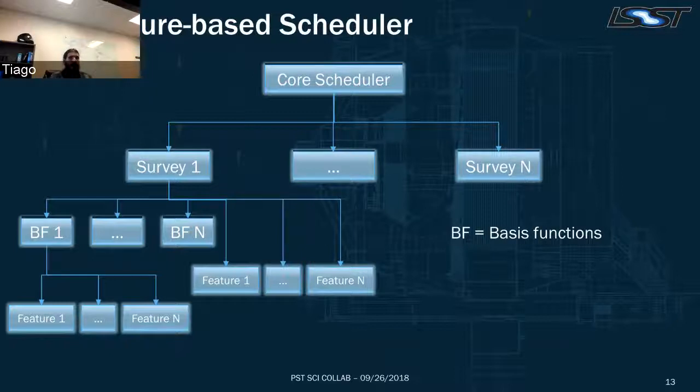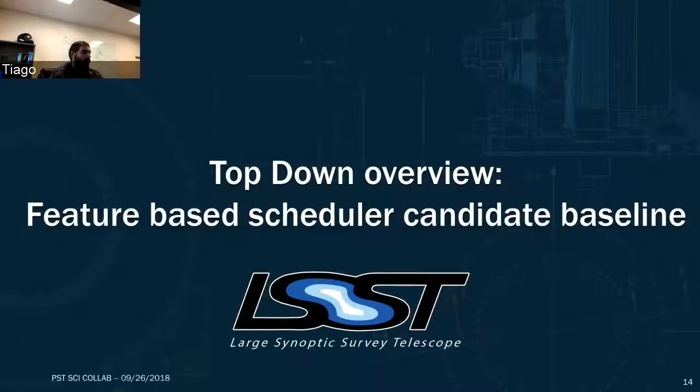Okay, so now that we understand how the feature scheduler is structured, let's see from a top-down approach how we can construct a baseline using the feature-based scheduler. I'm not going to talk about the core scheduler here because the core scheduler is unchanged. We just configure the core scheduler with a set of surveys. So I'll skip the core scheduler and go to the surveys.